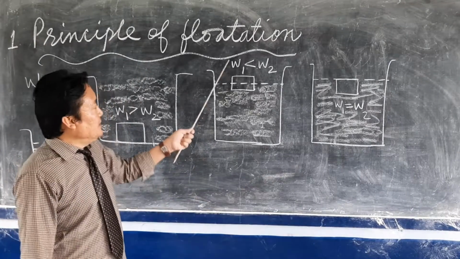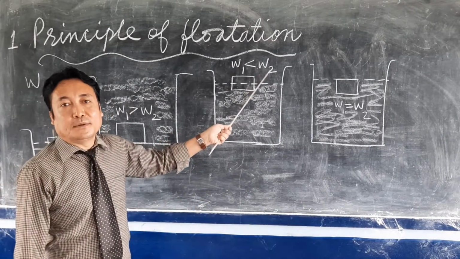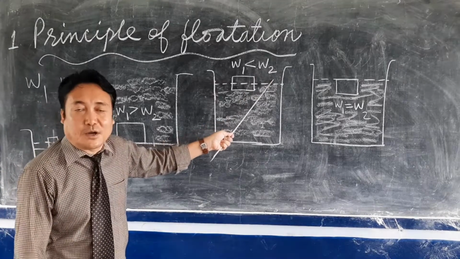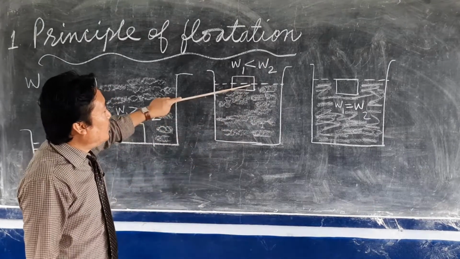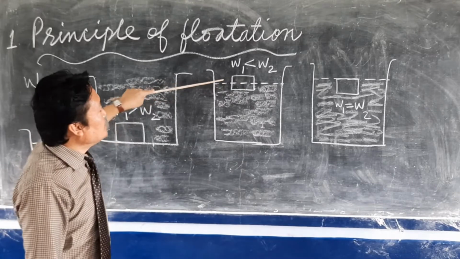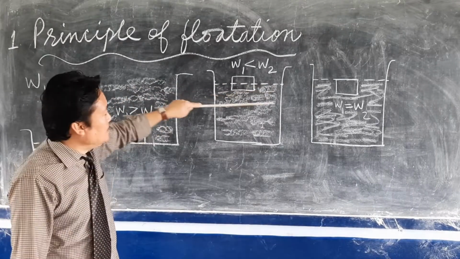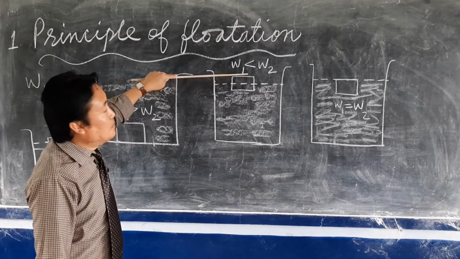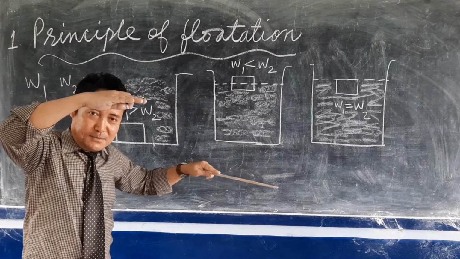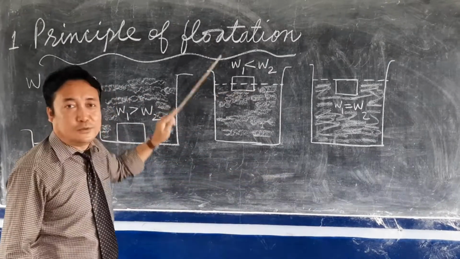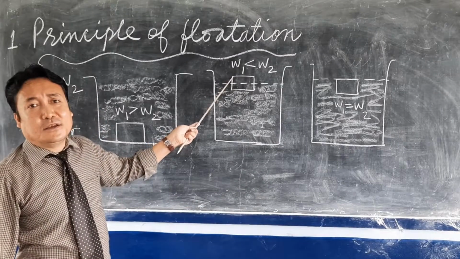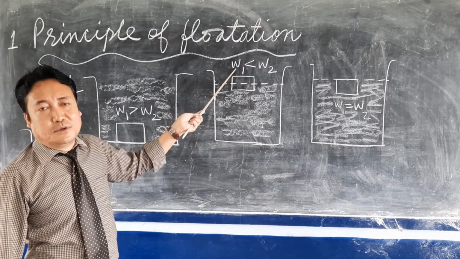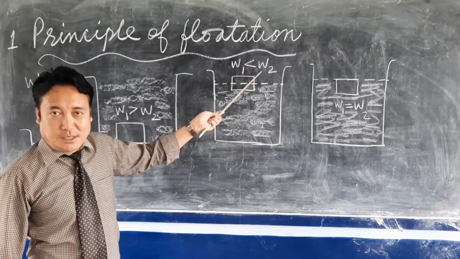The second condition is if the weight of the body is less than the buoyant force. That means the buoyant force, the upward force, is more. In that case, the body will float partially on the surface of the liquid. Partially means half of the body will remain under the liquid, and the other half will be above the surface of the water. So the body will float partially when the weight of the body W1 is less than the buoyant or upward force.